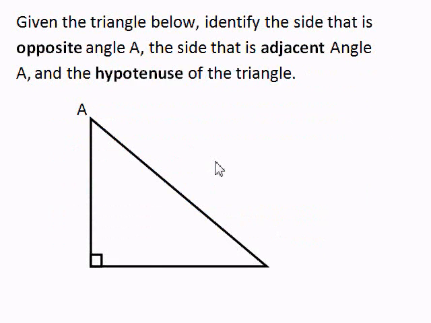Given the triangle below and the definitions we just got through learning, see if you can identify the side that is opposite angle A, the side that is adjacent to angle A, and the hypotenuse of the triangle. Go ahead and try to do that in your mind. We'll go over the answer here in a second.